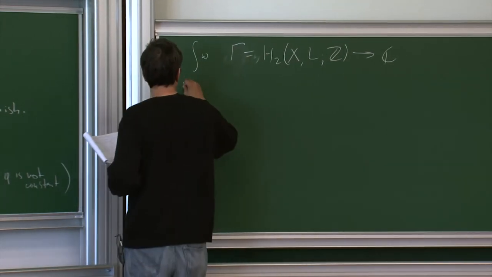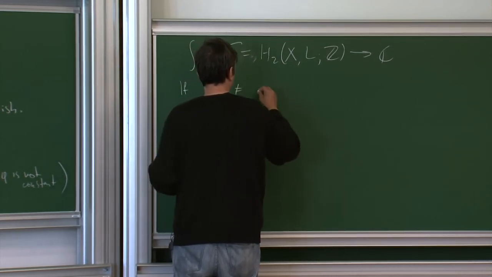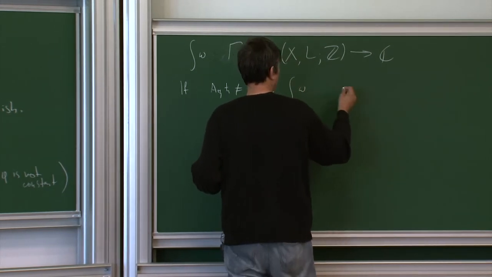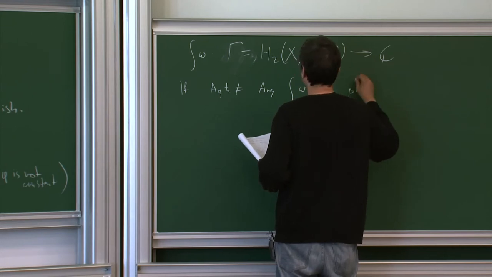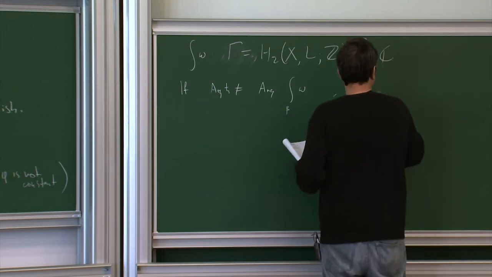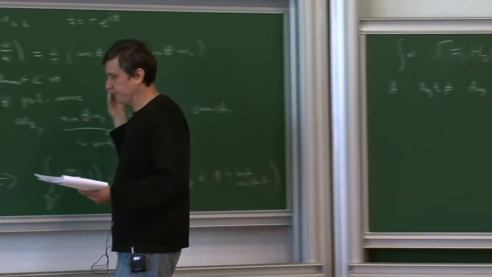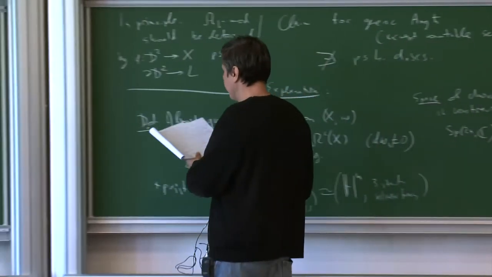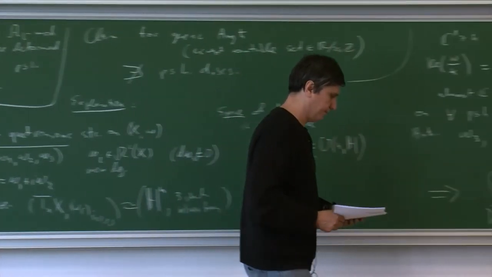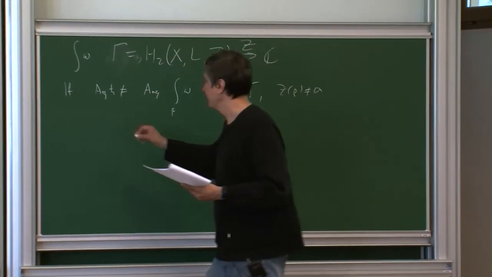And if arg h bar is not equal to arg of the integral of omega over some class beta, where beta belongs to gamma, and this map is usually called the central charge, then there are countably many bad rays. Outside of these bad rays you have a very nice situation where there are no pseudo-holomorphic disks, so the categories shouldn't be corrected.